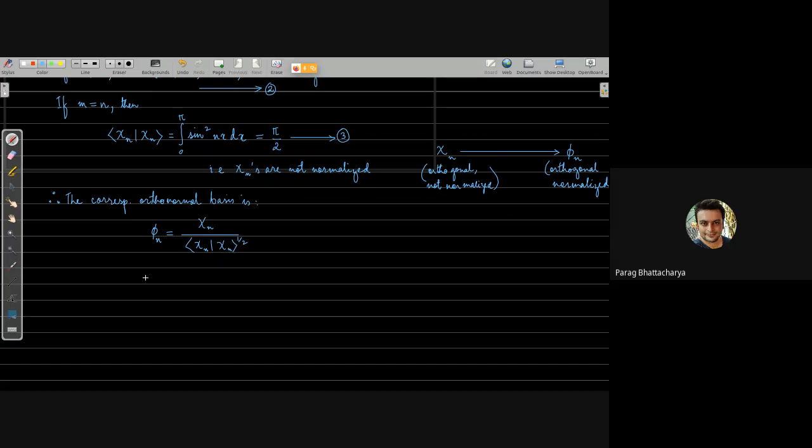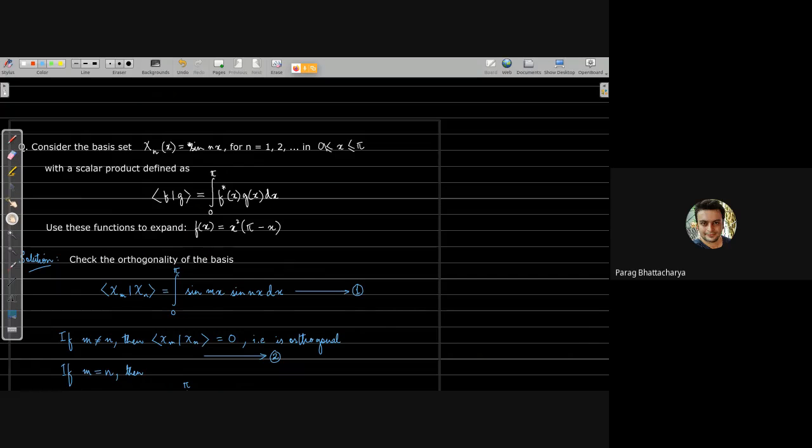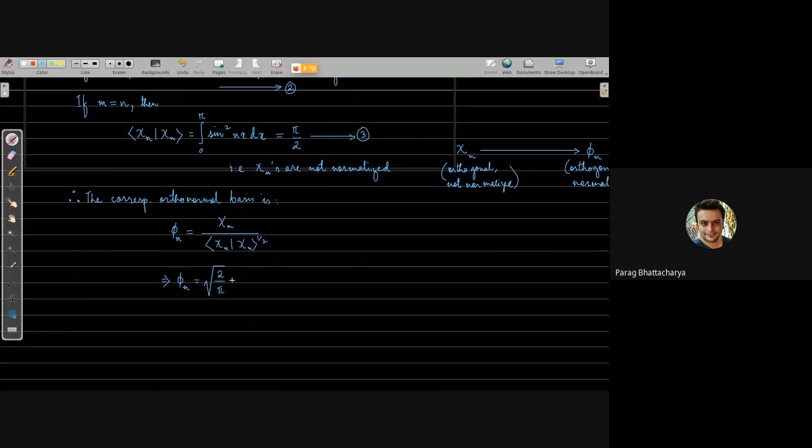So this gives us phi n is equal to root over 2 by pi, and then the function. What's the function? The function is sine n x, that is chi n. So this is the function that we're looking for. Over here n will be equal to 1 as usual, 2, 3, and so on. Let's call this equation number 4.